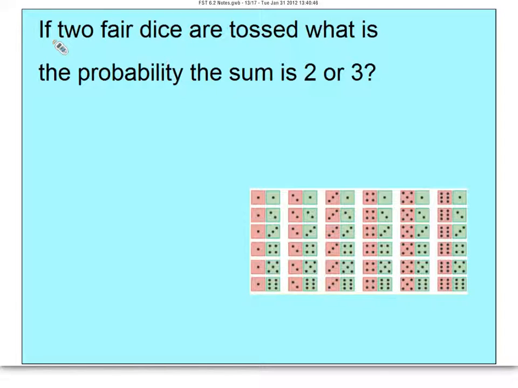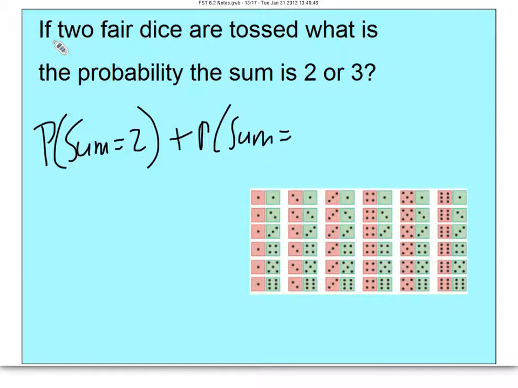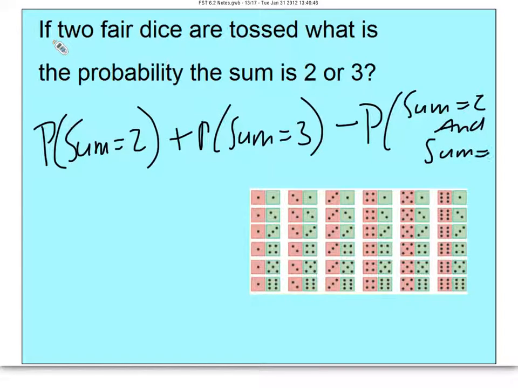Let's try a third one. And again, let's use the whole formula and we'll see if it's mutually exclusive or not. We have the 2 dice tossed. They want the probability that the sum is a 2 or a 3. So the probability the sum is a 2 plus the probability that the sum is a 3. But then back out if the sum is a 2 and at the same time the sum is a 3.